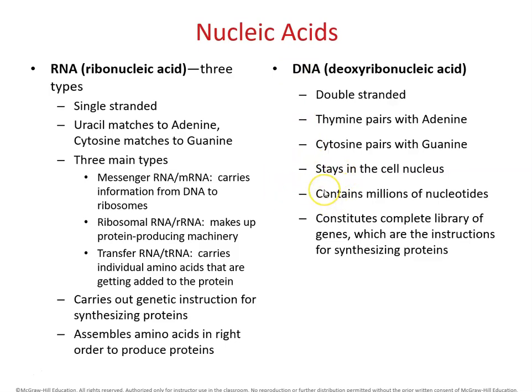The DNA is incredibly long. The DNA is made of millions of nucleotides. And that's because the DNA is the complete set of instructions for genes. And all genes are instructions for making proteins. So DNA is the whole recipe book, the whole cookbook for making all the proteins your body could ever possibly make. So that's why DNA is so big compared to RNA.